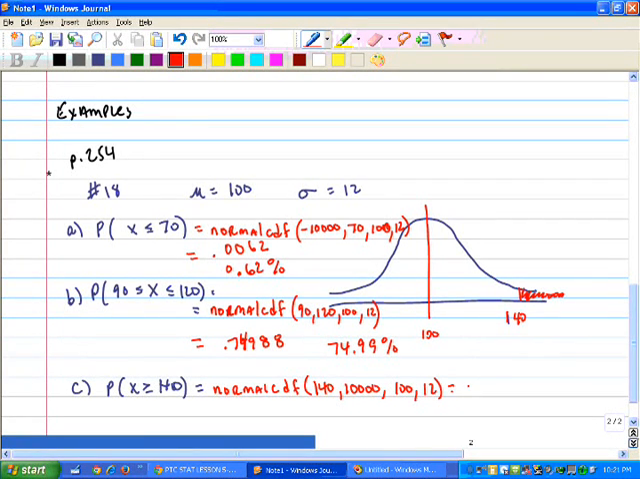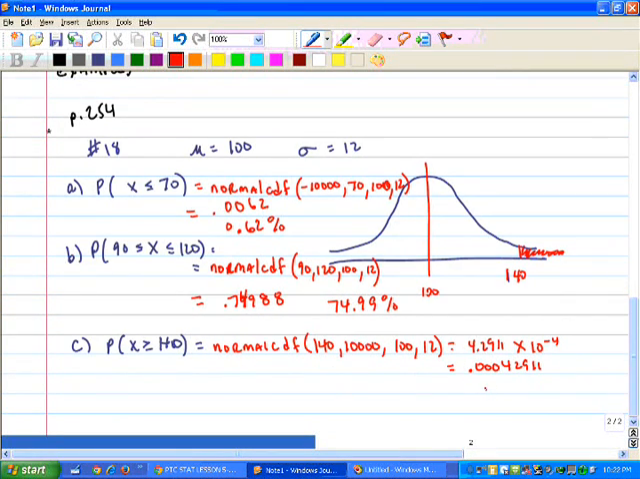The calculator reads 4.2911 e to the negative 4. So that's scientific notation for times 10 to the negative 4th power. In other words, that's 0.00042911, or 0.04%. 0.04% probability that a monthly electric bill is greater than or equal to $140. So let's do another example.